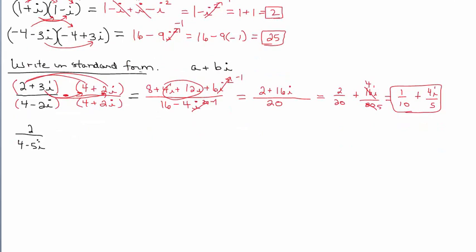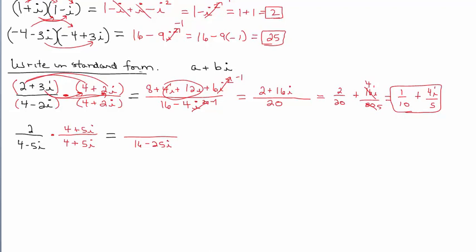For our second example, it looks like it might be a little easier because we don't have a binomial in the numerator. All right, to write in standard form, get the i out of the denominator, the conjugate of which is 4 plus 5i, put it in the numerator here too. Okay, well, I'll start with the denominator. I know that's going to be 16 minus 25i squared.